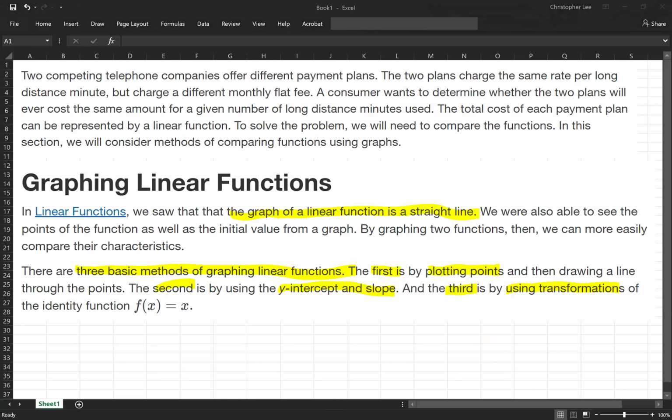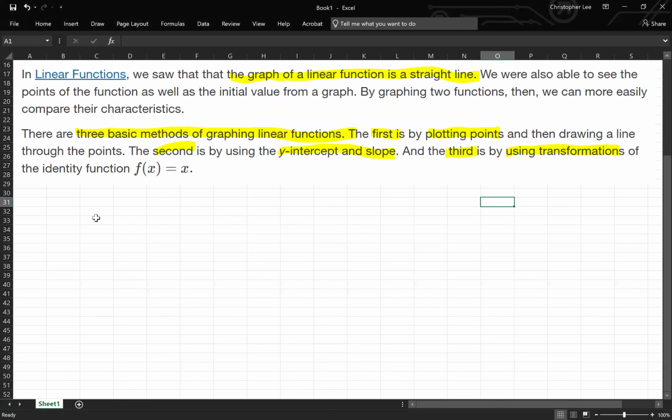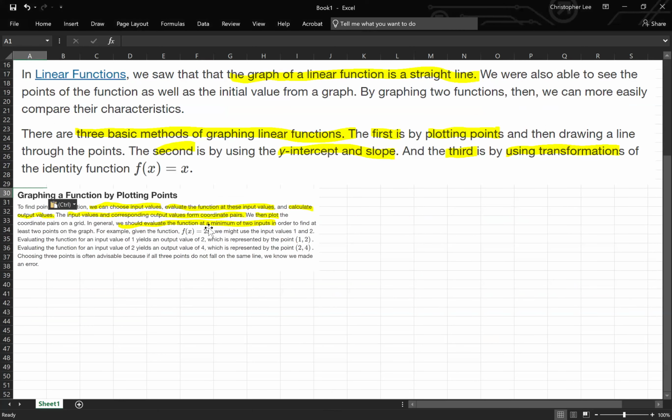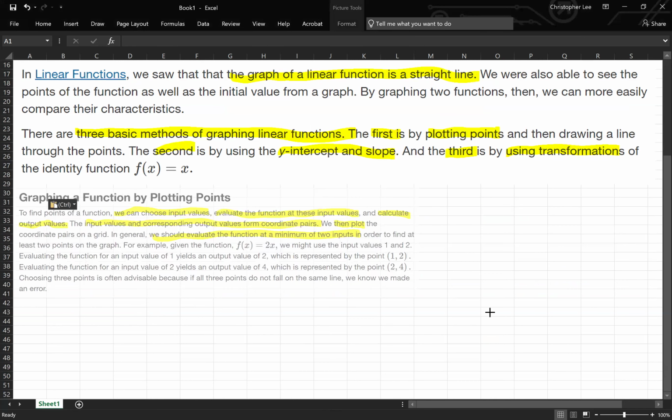Let's talk about our first method real quick. It's the hotness right here. That's the good one.